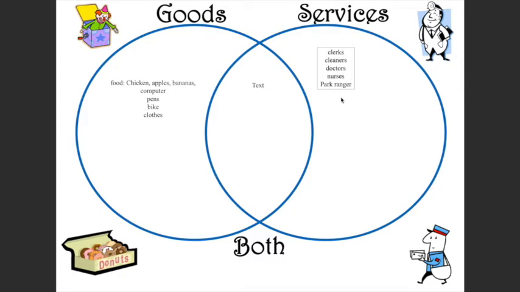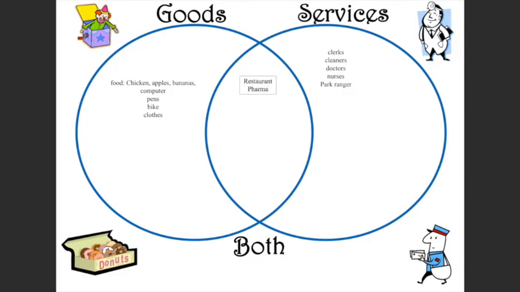Now there's something where we can go and buy goods, but we need somebody that provides a service for us too. So for example, a restaurant. A restaurant has tons of people who work there and they provide a service to us, but we get a good, which is food.